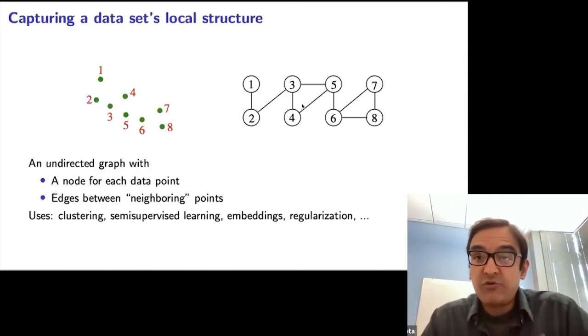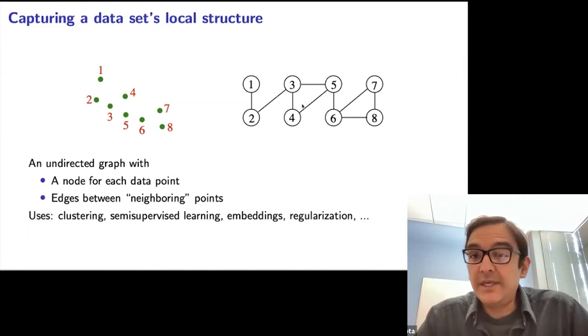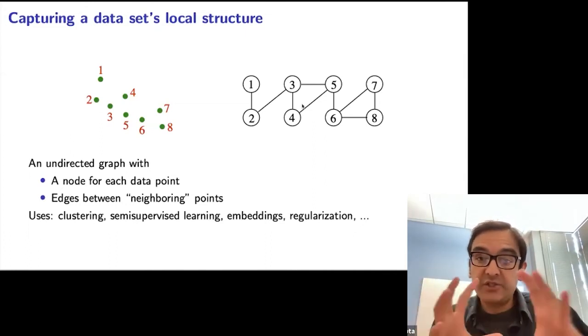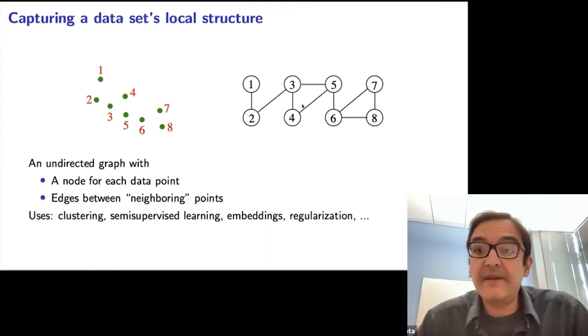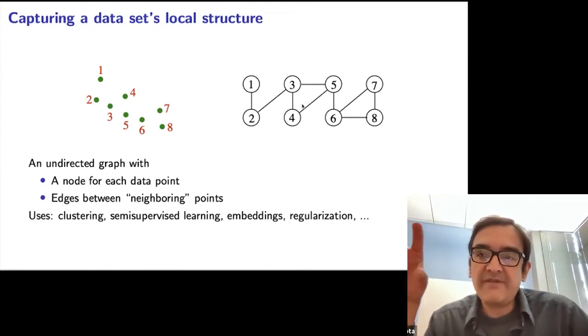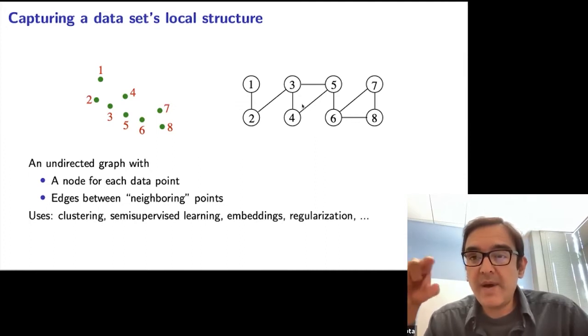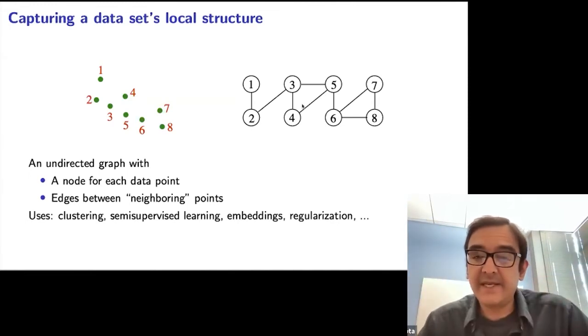Near neighbor graphs, of course, are very popular in machine learning. They're a way of capturing the local structure of a data set. So you start with some data, maybe in very high dimension, and then you create a graph that has a node for each data point, where nearby points get joined by an edge. You start with this large, unfathomable data set, and instead you get this nice, clean mathematical object that's easier to work with. This graph then gets used for all sorts of things: clustering, semi-supervised learning, embeddings, regularizing, supervised learning. So it's a very useful data structure.